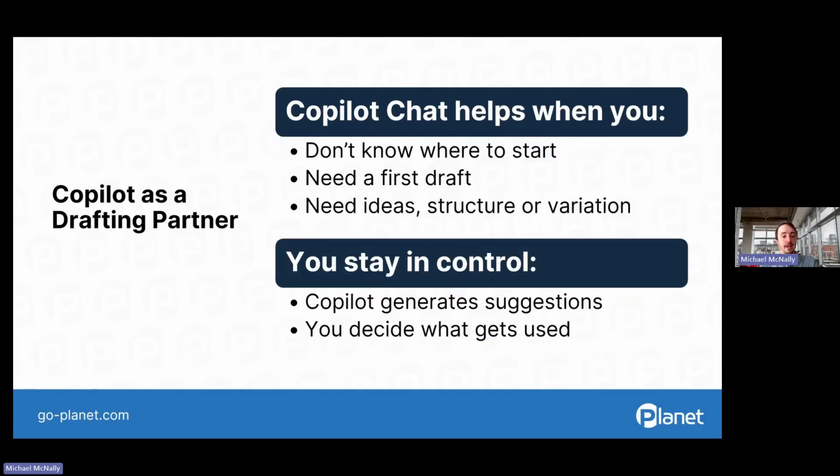So we have Copilot as a drafting partner. Copilot Chat helps you when you don't know where to start. This is actually a way that I like to use Copilot a lot: maybe I have an idea of what I need to build, but I might need a few jumping off points. So I'll give the general idea of what's happening, and then we'll see what Copilot can suggest. Maybe I need a first draft of something. This is one of those starting points, but it helps you understand, all right, this is one way of putting it together. How might I change this? Or maybe I just need some ideas or structure or variation to existing ideas.